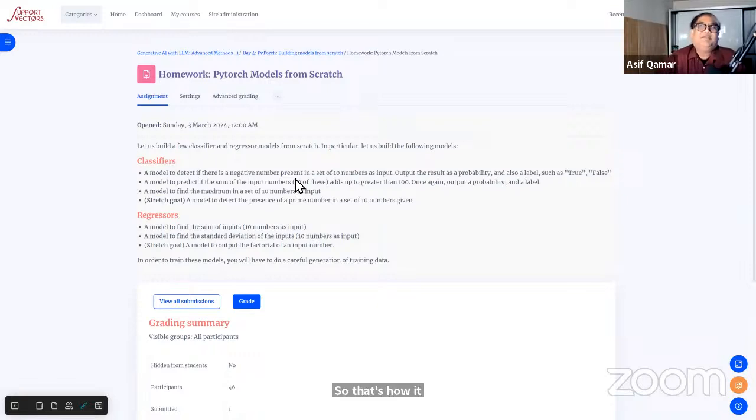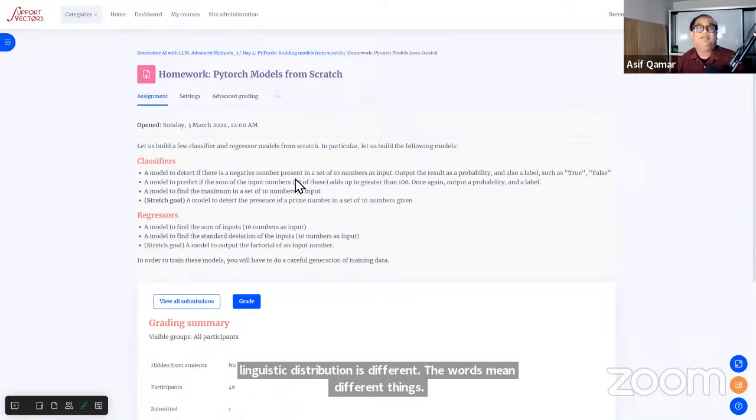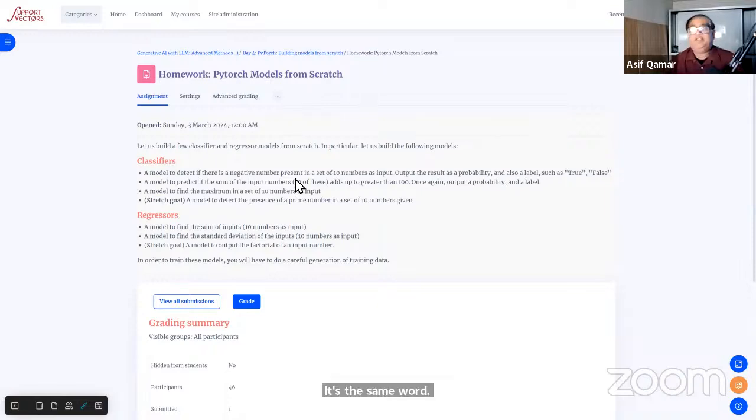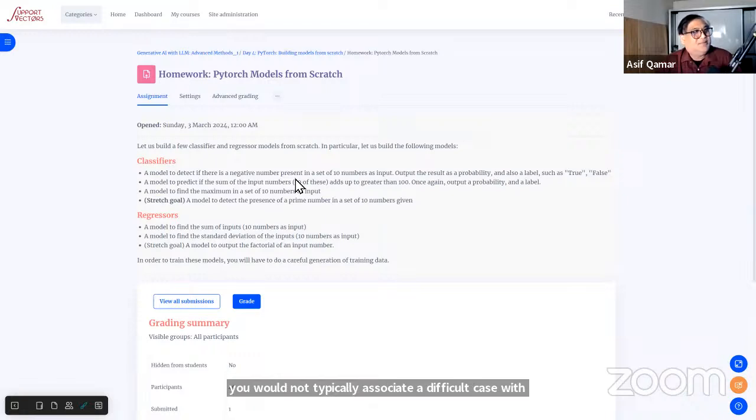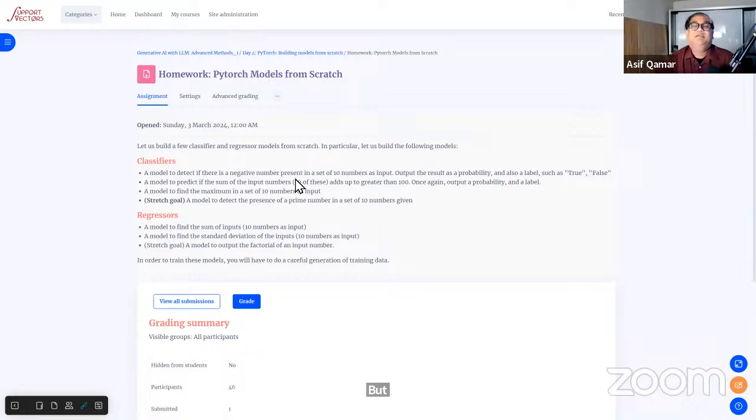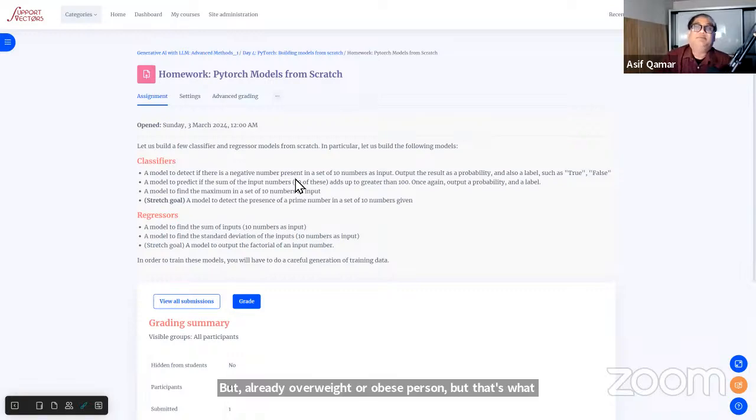The reason, therefore, to do fine tuning where it is absolutely necessary is when you have a different distribution. As you can see in this particular case, the linguistic distribution is different. The words mean different things. It's the same word, but they're like homonyms. Difficult: you would not typically associate a difficult case with a very overweight or obese person, but that's what it becomes in medical terminology, right? And so you need to do fine tuning. That's a case for it.